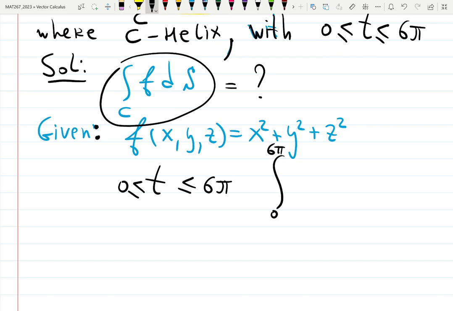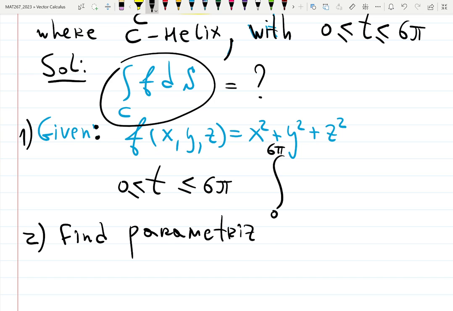You have to build a parameterization. Step 1, write down what is given. Step 2, find the parameterization. Either we give it to you or you have to figure it out by yourself. In your homework, you will see classical parameterizations of parabolas and lines, which we can do on Thursday if you want. I can help you with that.